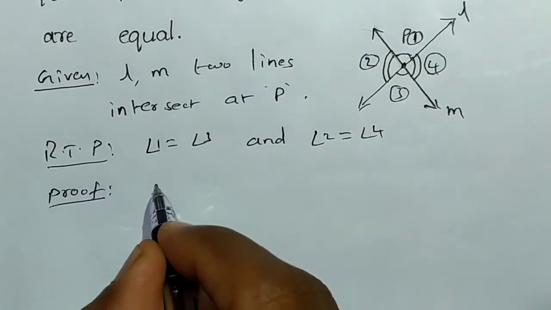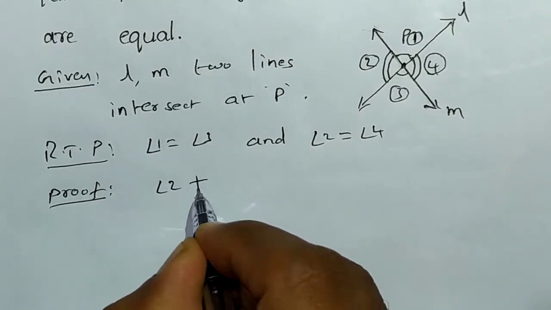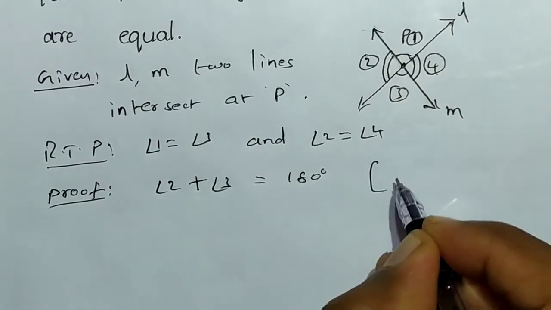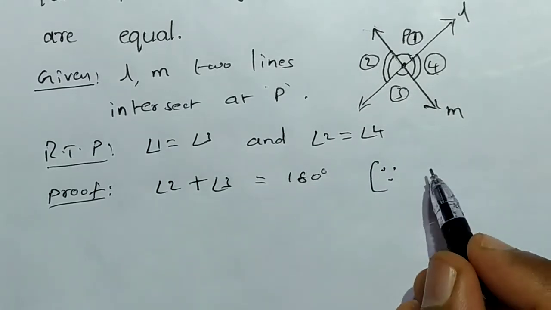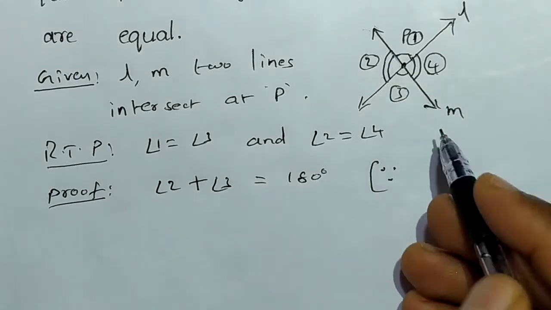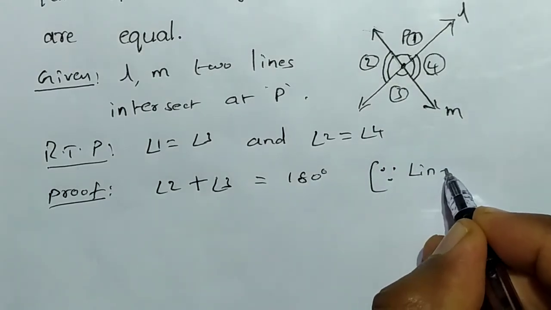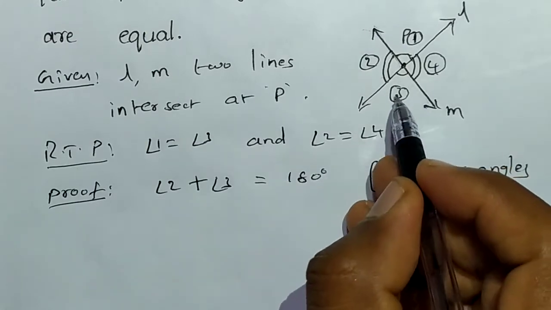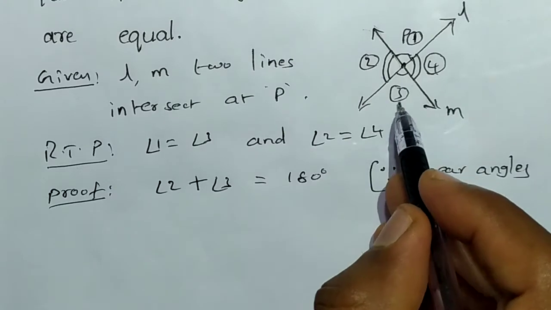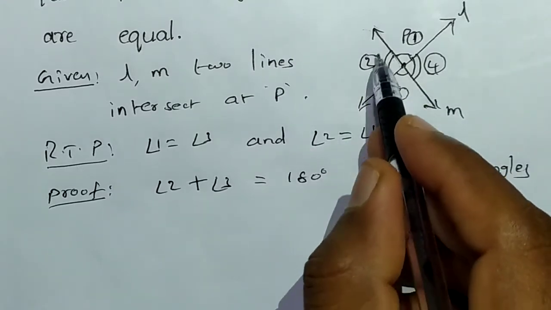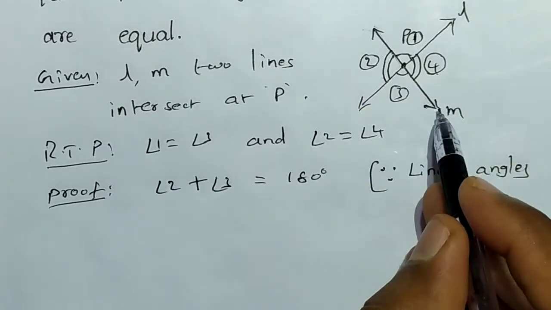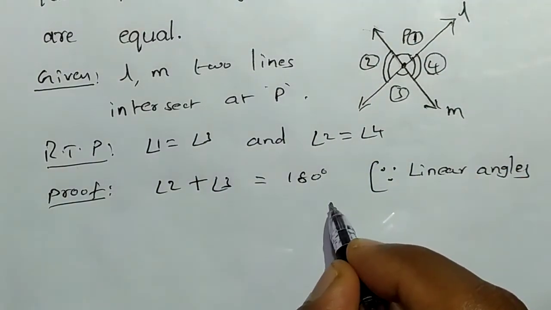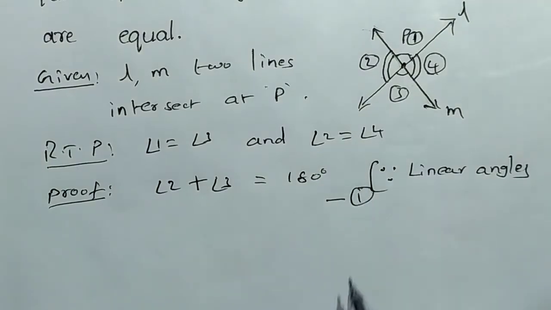So angle 2 plus angle 3 is equal to 180 degrees. So right, reason is linear angles. The two angles form a straight line or linear pair, right? Okay, these two angles form a straight line. So here straight angle is 180 degrees, right? So it is equation 1, right?